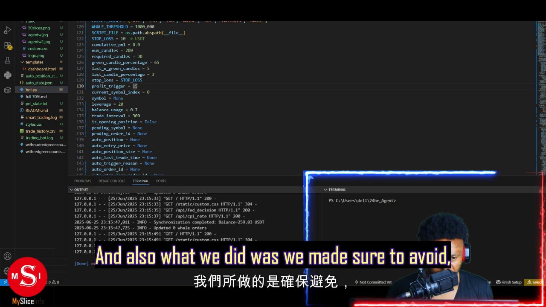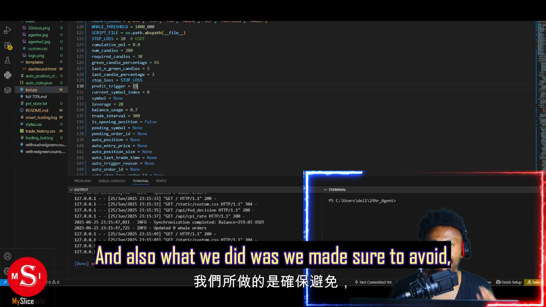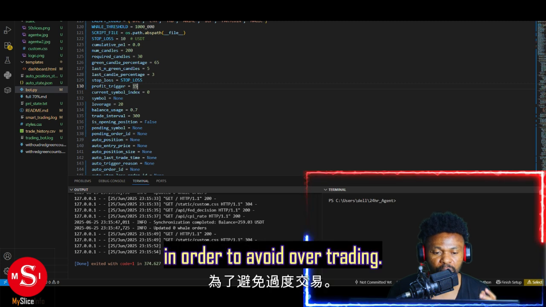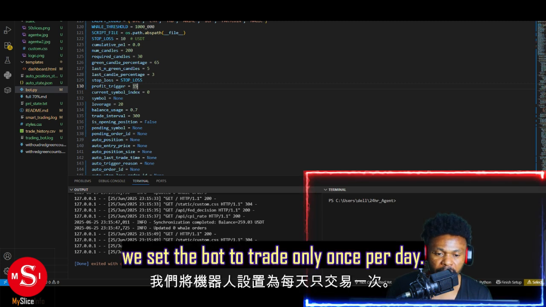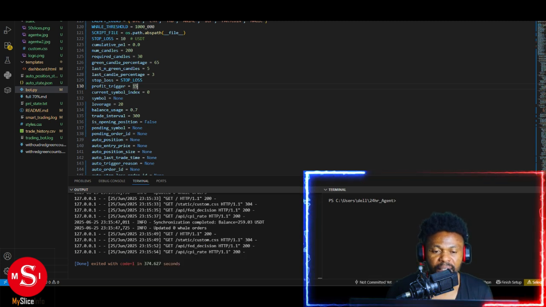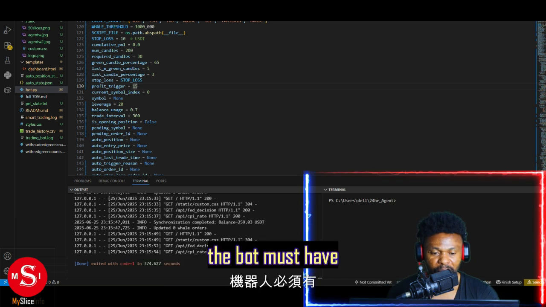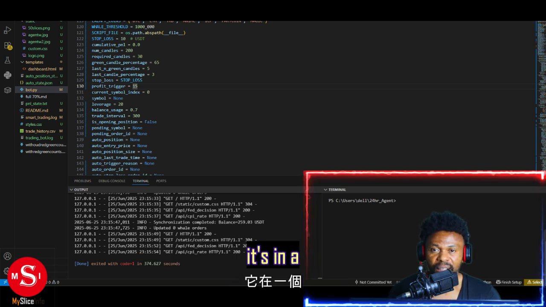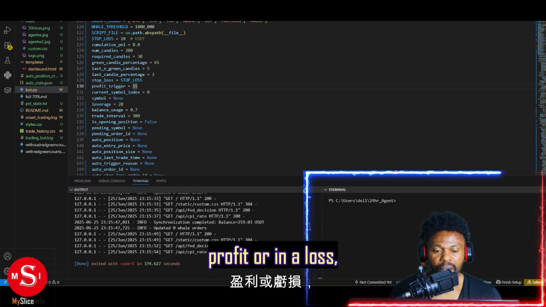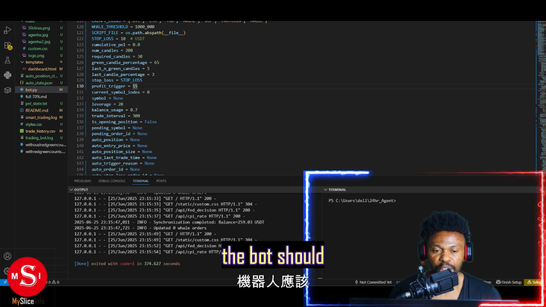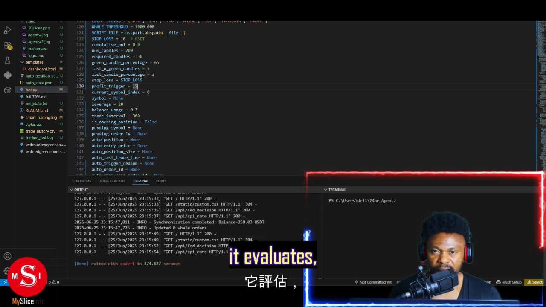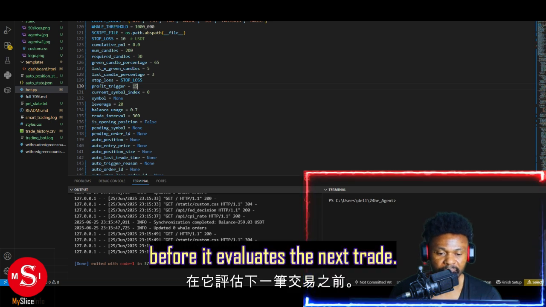And also, in order to avoid overtrading, we set the bot to trade only once per day. So after the bot has exited a position, it doesn't matter if it's in a profit or in a loss, the bot should wait for 24 hours before it evaluates the next trade.